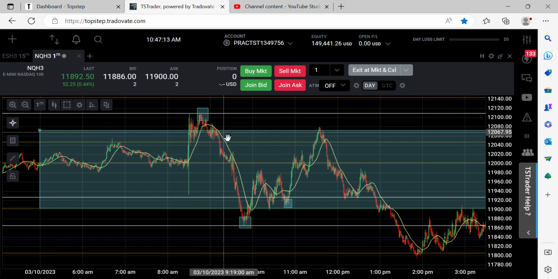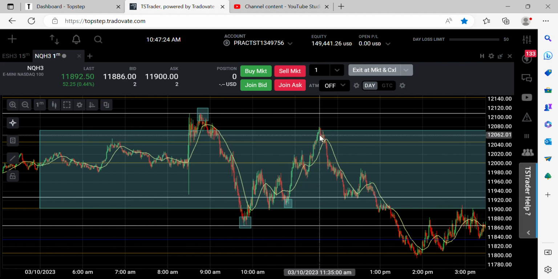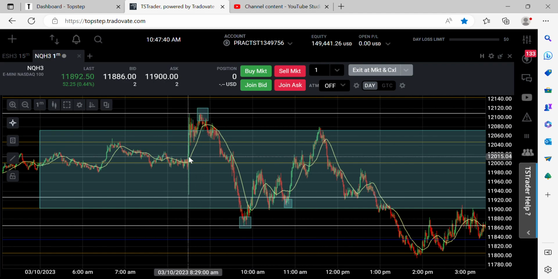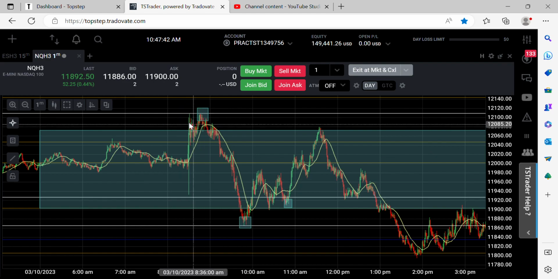However, when we were doing our analysis, this was so choppy, and then here we have a bar. So this is kind of our area where we want to get out of this long. And now we're looking, if it breaks up through here, we can make another move. But I would generally get out.